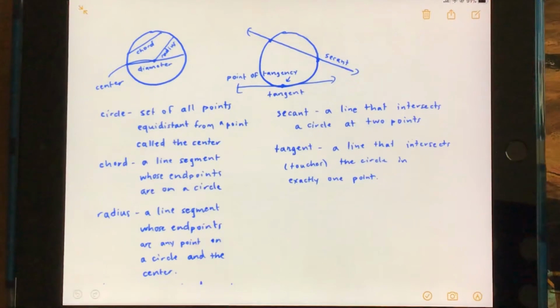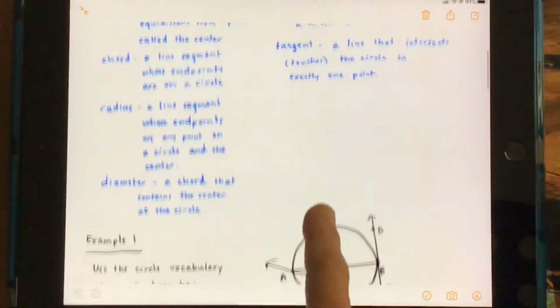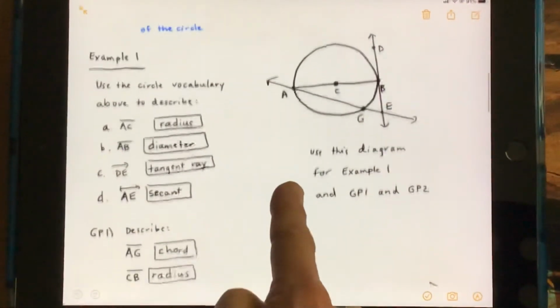Tangent. Tangent comes from the Latin word meaning touch. So a tangent is a line that intersects or touches the circle in exactly 1 point. And where it touches that circle at that 1 point is called the point of tangency. Now we're going to move into some examples where we're practicing with those words.